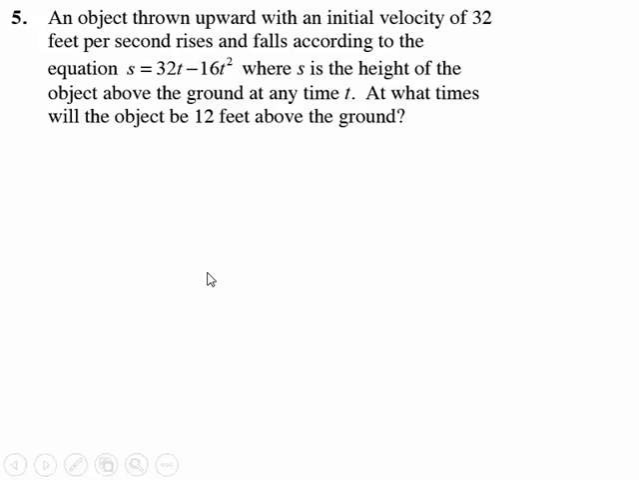It's kicked into the air, falls according to this equation here. So the 32 really comes from this right here. It's the initial velocity. With what speed did you kick the ball? This little 16 has to do with gravity. So on Earth it's 16. On Jupiter it will be a whole bunch less, meaning a bigger negative. It says where S is the height of the object. So this is the height of the object above the ground in terms of time.